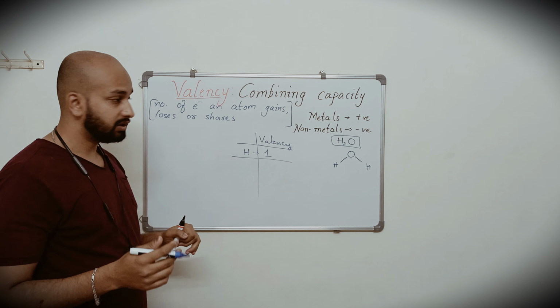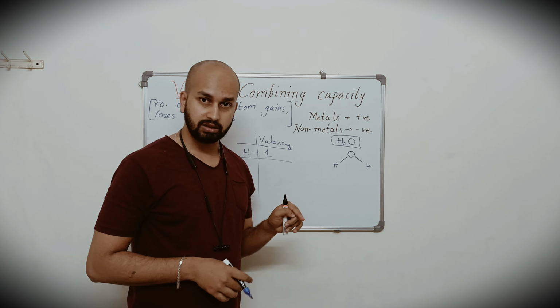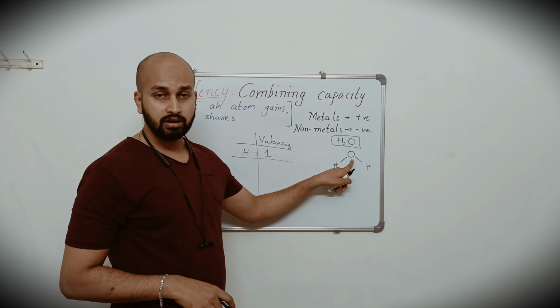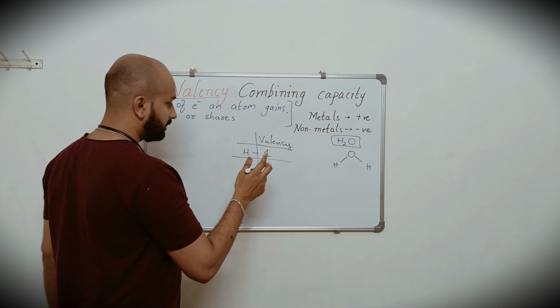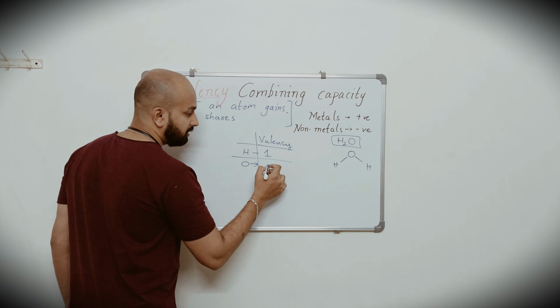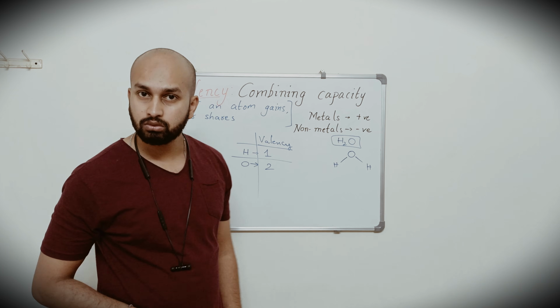Similarly, there is another element here, oxygen. How many bonds is it making? It is making two bonds, so the valency of oxygen is 2.